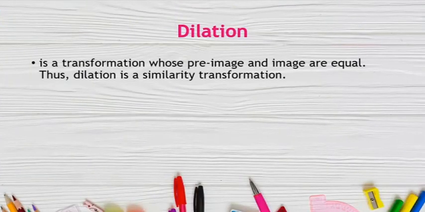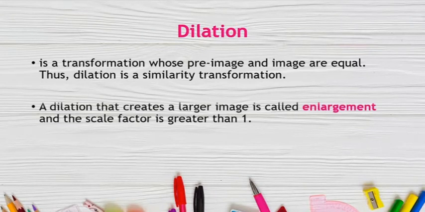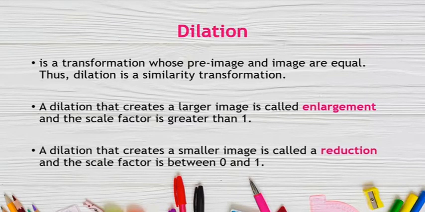Dilation is a transformation whose pre-image and image are similar. Thus, dilation is a similarity transformation. A dilation that creates a larger image is called an enlargement, and the scale factor is greater than 1. A dilation that creates a smaller image is called a reduction, and the scale factor is between 0 and 1.